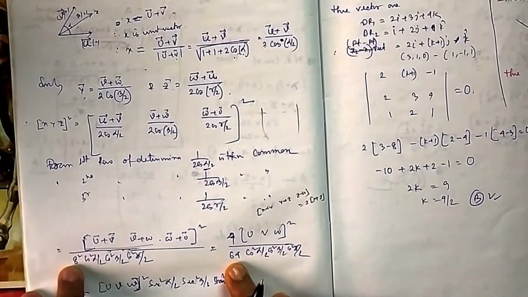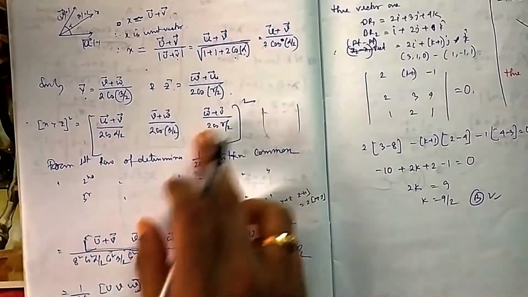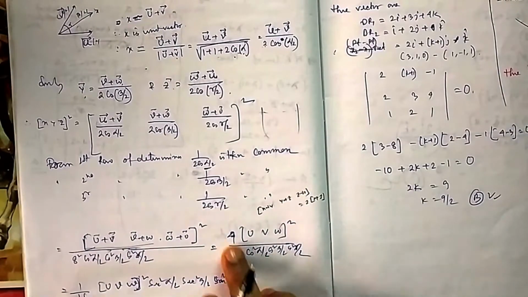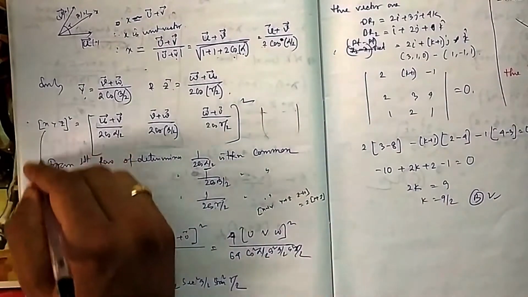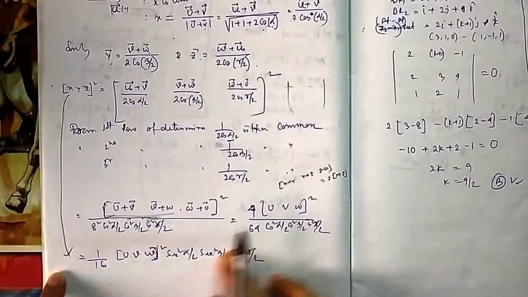8 square is 64, because there is a whole square. If you take common, then you have to square it also. So this is this one. So what is this? This is this one. And what is this? This square is nothing but this. So this is the proof. This is equal to 16 into this.